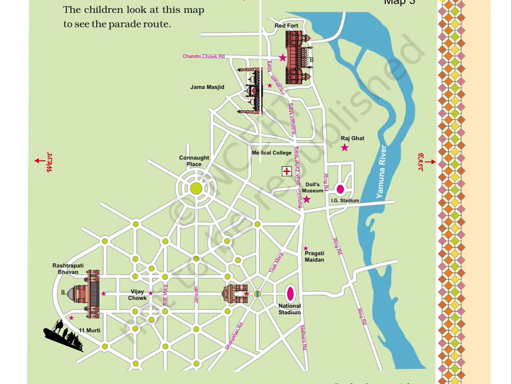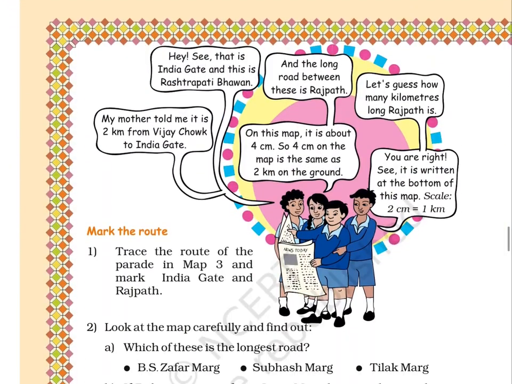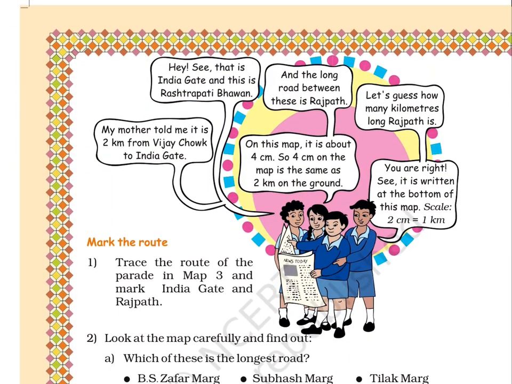Page 116. We see a group of children reading a newspaper and talking to each other. A boy says, "Hey, see, that is India Gate and this is Rashtrapati Bhavan. My mother told me it is 2 kilometers from Vijay Chowk to India Gate." A girl replies, "And the long road between these is Rajpath." Another boy says, "Let's guess how many kilometers long Rajpath is."